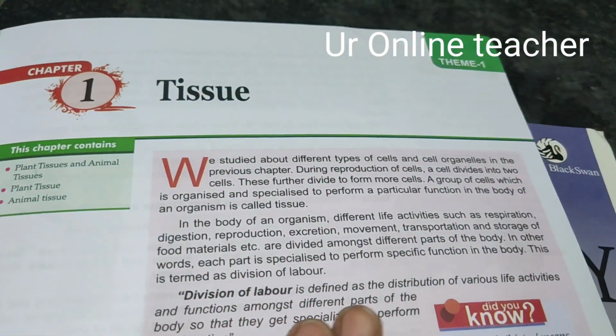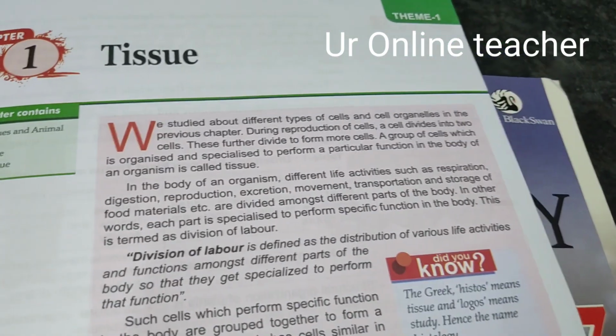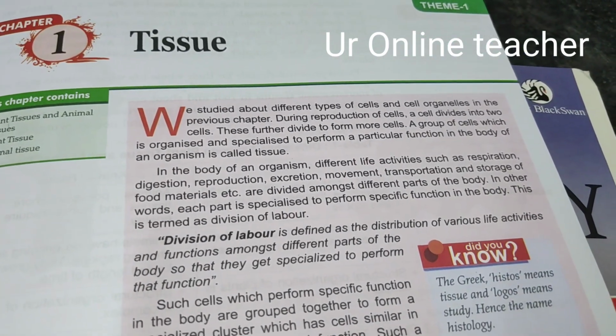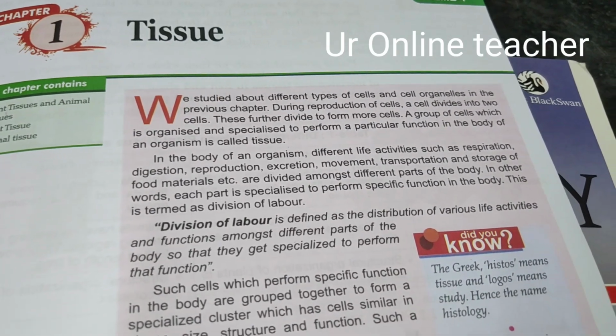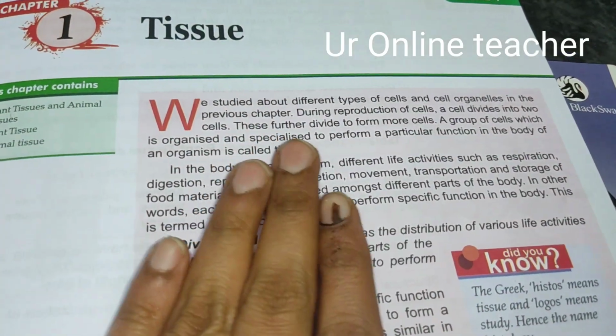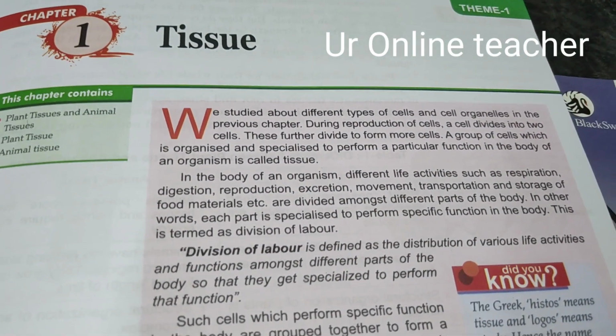So we studied about different types of cells and cell organelles in our previous chapter, and we also know the reproduction of cells, and how a cell divides into two or more cells. So we know what is a cell. It is a structural and functional unit of any organism.